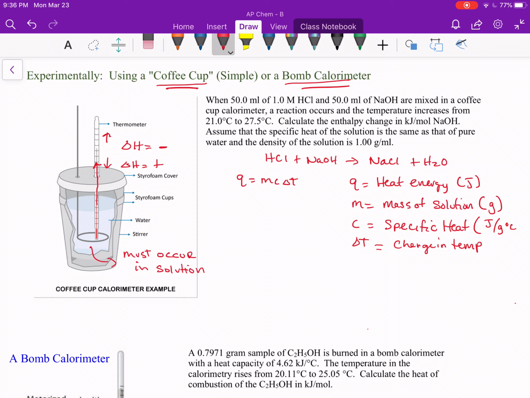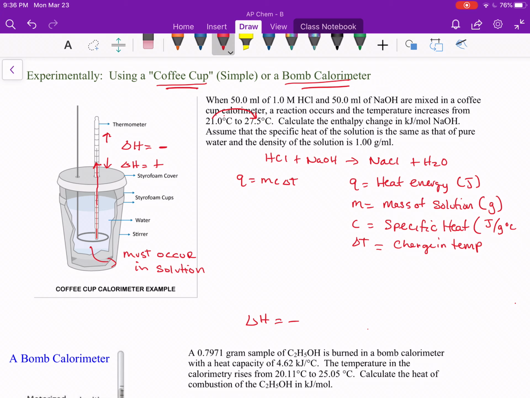So let's look at how we can use this to go from this information to get us to delta H. And so we have this, we mix these two things together, and we see that the temperature here goes from 21 to 27.5. So automatically by the end, we know delta H is exothermic. That temperature increase, heat was being released, and when the heat gets released, we heat up the water. Delta H has to be exothermic, so we know that already. So let's see how we can get the value of delta H.